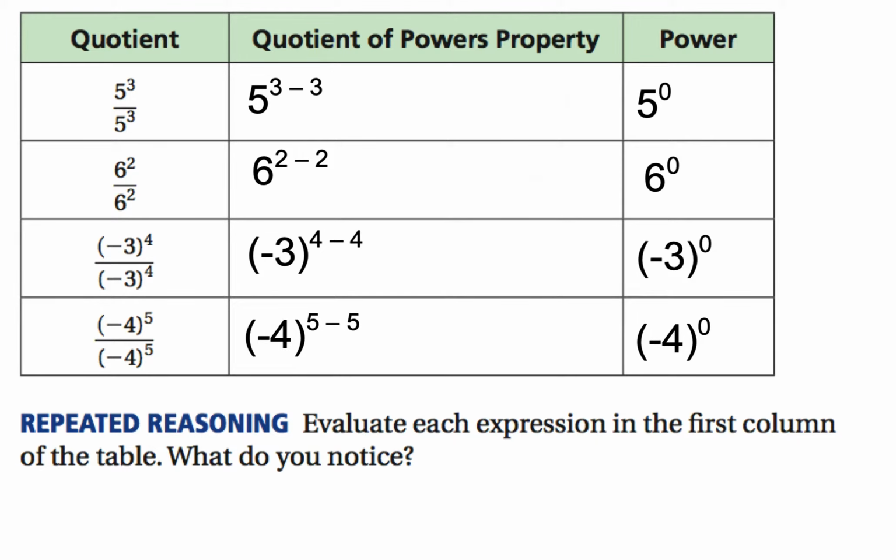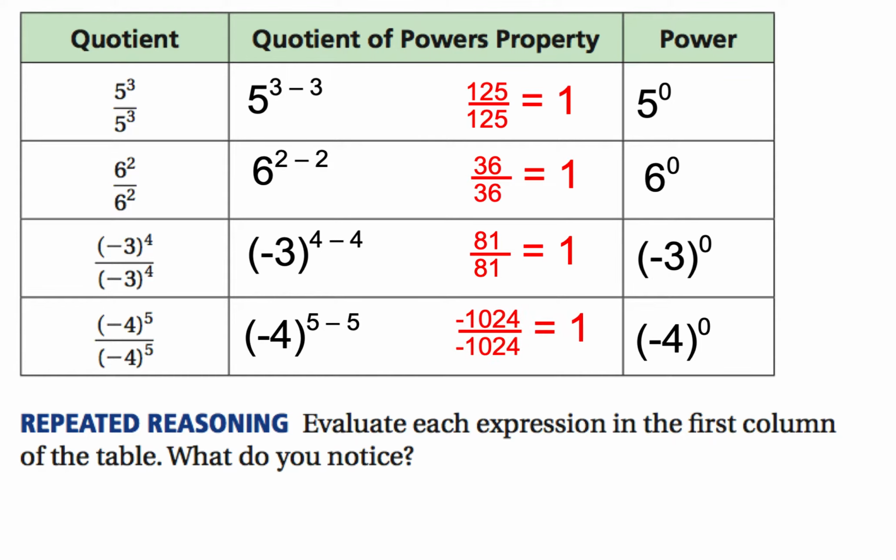And negative 4 to the 5th divided by negative 4 to the 5th gives us negative 4 to the 0. Now we also need to couple this with something else we know about fractions. If you just evaluate each of these individually, 5 cubed over 5 cubed is 125 over 125. That's just 1. 6 squared over 6 squared is 36 over 36. That's just 1. Negative 3 to the 4th over negative 3 to the 4th is 81 over 81. Still equal to 1. Negative 4 to the 5th over negative 4 to the 5th is negative 1024 over negative 1024. Also equal to 1.